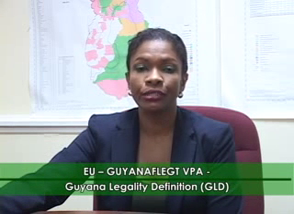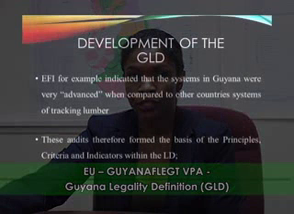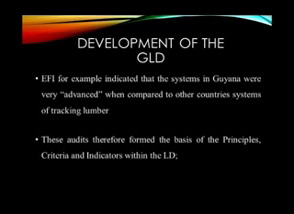These audits therefore form the basis of the principles, criteria, and indicators within the legality definition. So they were not plucked out of the air, so to speak, but essentially based on the audits that were done. Principles were identified, and criteria, indicators, and verifiers were developed from the audits.